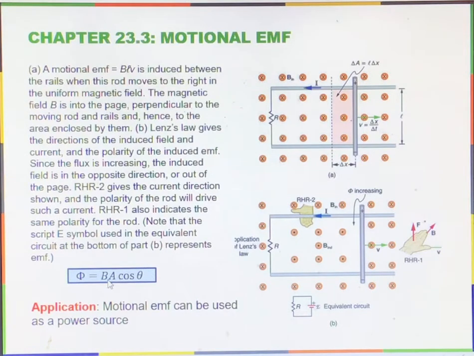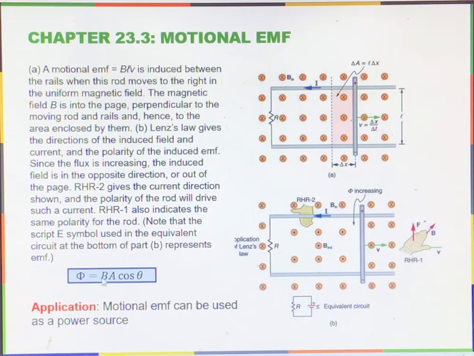We've already said before that the magnetic flux can be defined by this equation. It is the strength of the magnetic field times the cross-sectional area times the cosine of the angle between the direction of the magnetic field and the normal to the area. If the angle is 90 degrees, then because cosine of 90 degrees is 0, the magnetic flux is just going to be 0. So we get maximum flux when the angle is equal to 0.